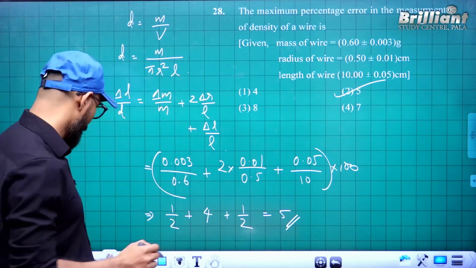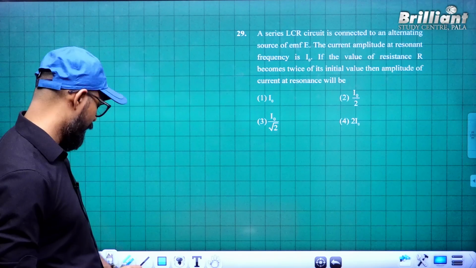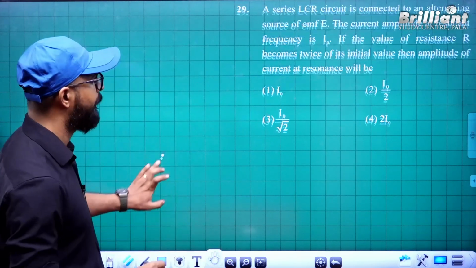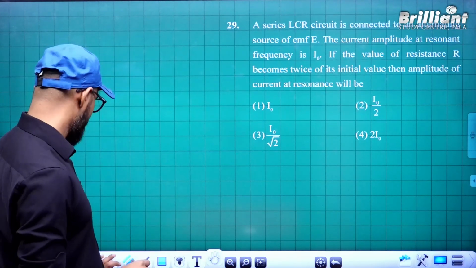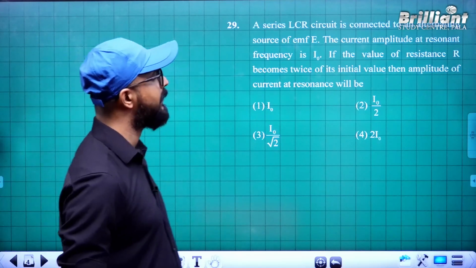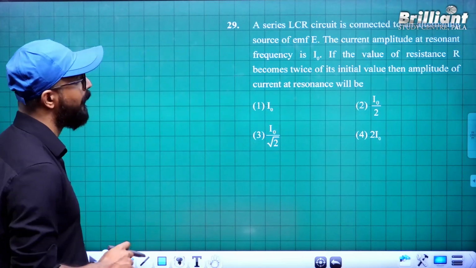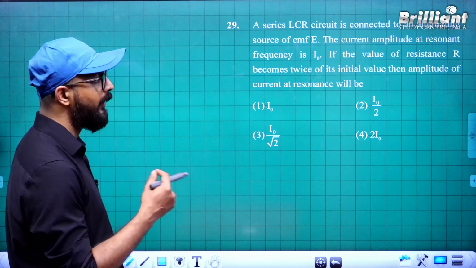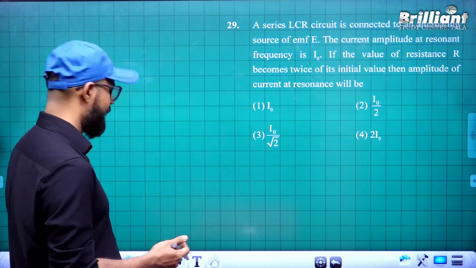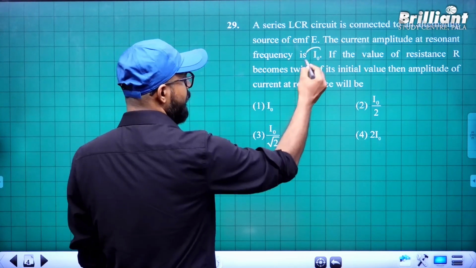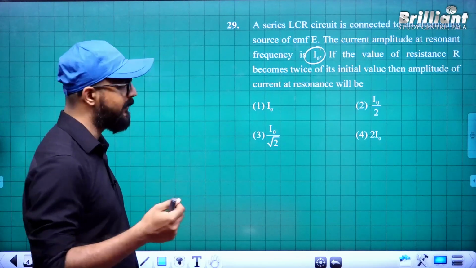Done. Clear? Question number 3 is done. Let's go for question number 4. A series LCR circuit is connected to an alternating EMF E. Current amplitude at resonant frequency is I0.